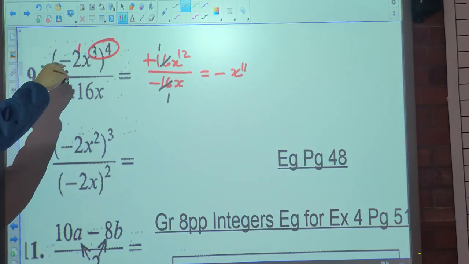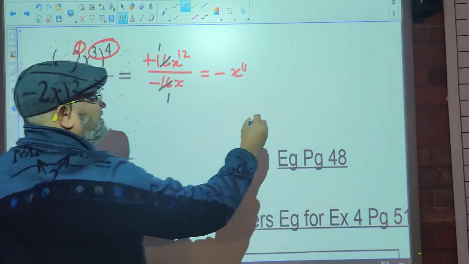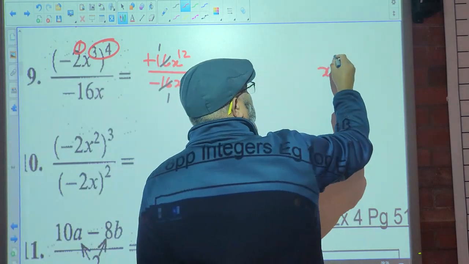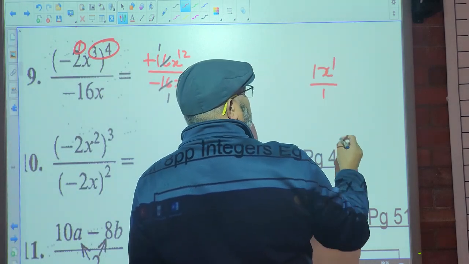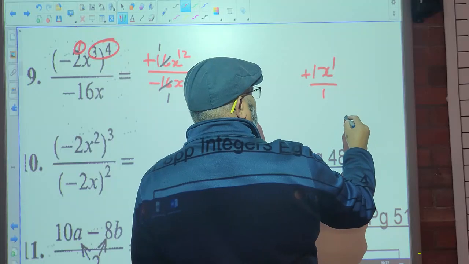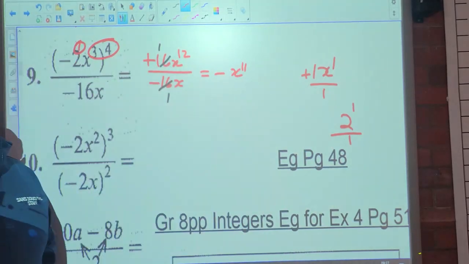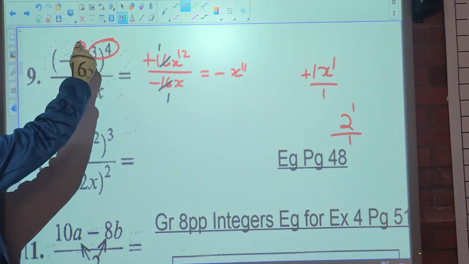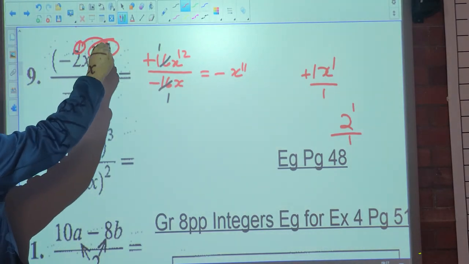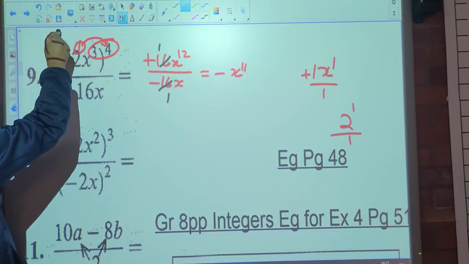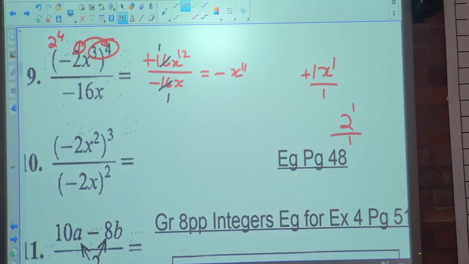Oh, the exponent here. Remember, if x to the ground is out, there's a 1 there, and there's a positive of course. And if you got 2, it will be 1 over 1 as well. So what I do is, I just indicate there's a 1, because 1 times 4 is 4. That's how we get 2 to the 4. 2 to the 4 is 16.